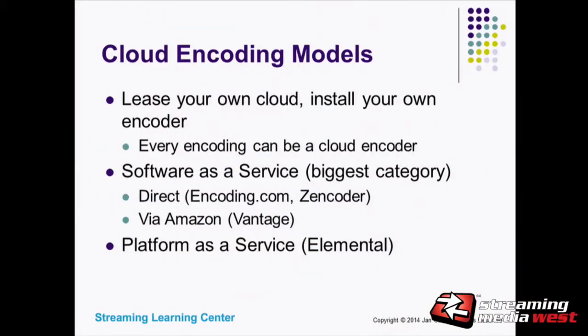The more traditional application is software as a service, and this is where you upload your file to a service and they handle everything. You do nothing but upload your file, choose your encoding presets, and they produce for you. And this is the biggest category. A lot of direct companies, Encoding.com's Encoder. There are some that are starting to integrate with Amazon to become an Amazon service. So you buy the service from Amazon like you would other functions, and that's Telestream Vantage's approach. And then Elemental is kind of a unique situation, and they've got a platform as a service, and I'll cover what a platform as a service is in a moment.